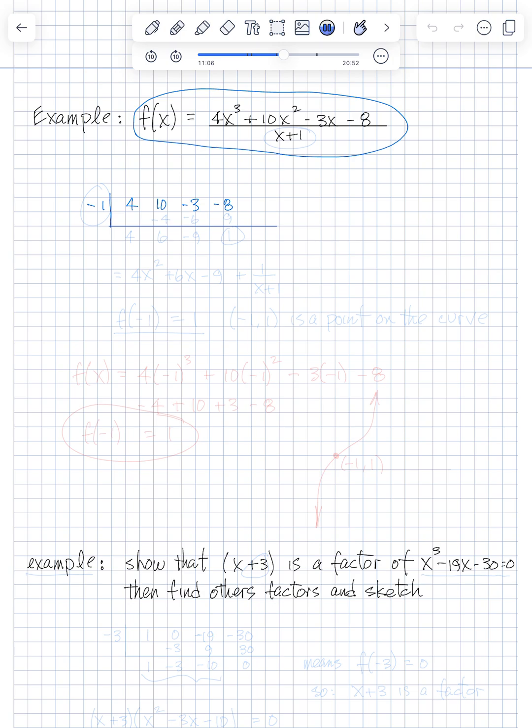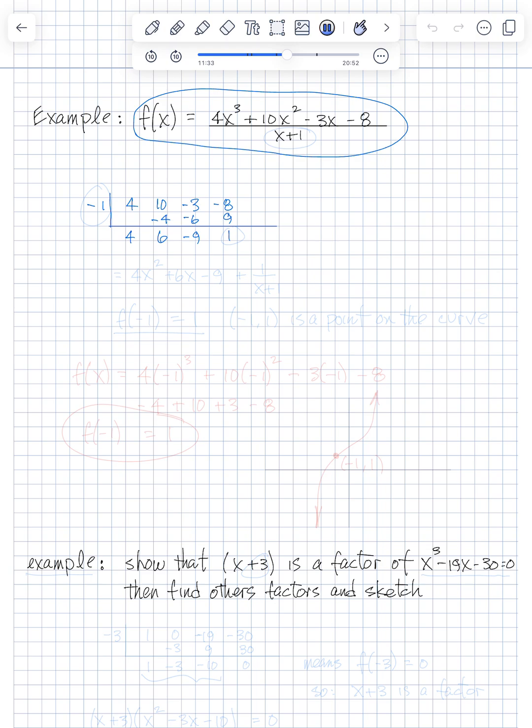So bring the 4 down. Minus 1 times 4, minus 4. Add them, we get 6. Minus 1 times 6, negative 6. Adding these, we get a negative 9. Minus 1 times negative 9 is 9. Add them, we get 1. So we have a remainder of 1.